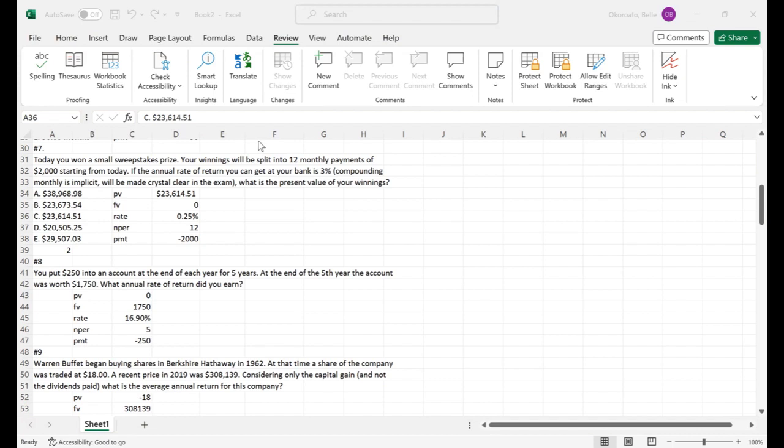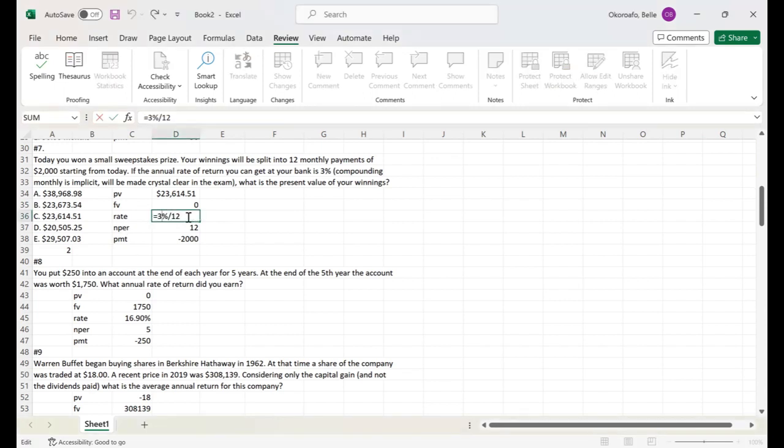So present value is PV. So let's lay out our variables. FV is 0 because there's no future value. Rate is 2.5 because the 3% is compounded monthly. You need to divide it by 12, and that is 2.25%. And NPER is 12, and PMT is negative 2,000 for the bank.